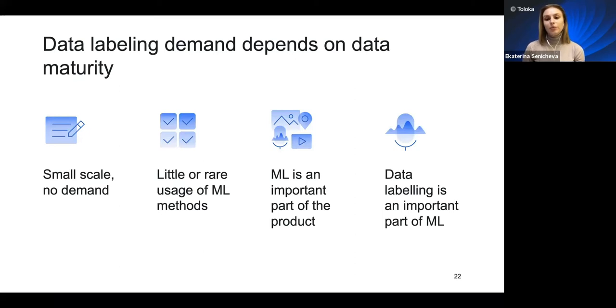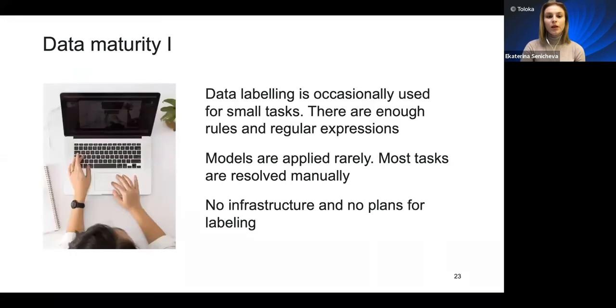And the fourth level of data maturity is when data labeling becomes an important part of your machine learning processes. So data maturity level 1 is when labeling occurs occasionally, it is used for small tasks, and there is almost no need for complicated models. You just use some rules and regular expressions, and probably an Excel sheet will be just fine for all your data demands. What could be an example of a company here?